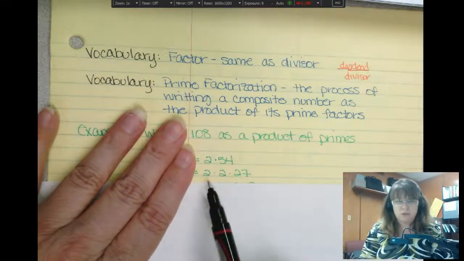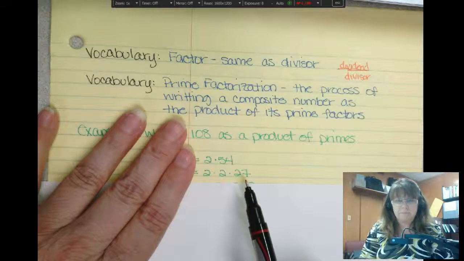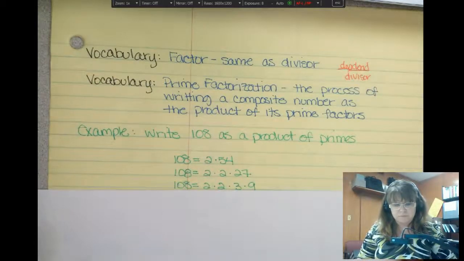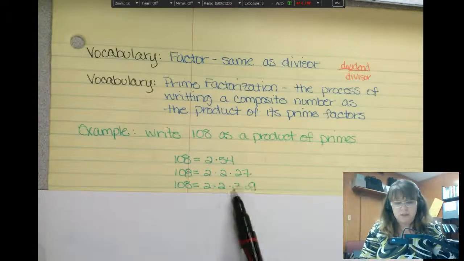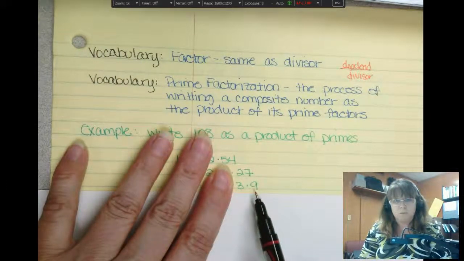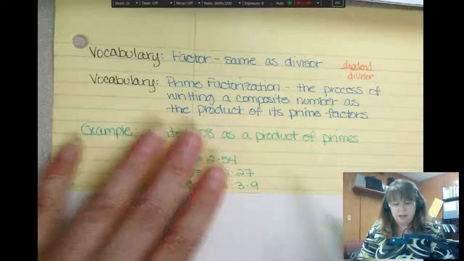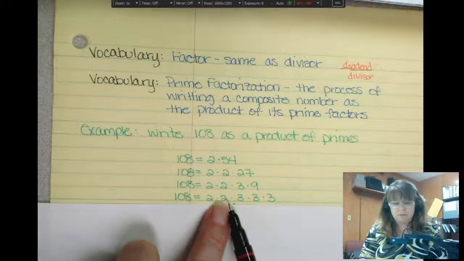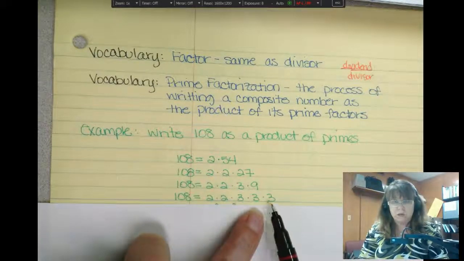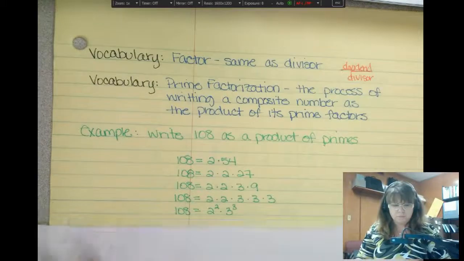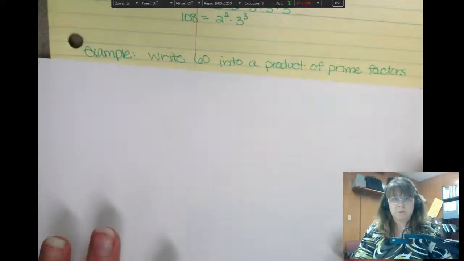So now I have 2 times 2 times 27. But 27 is not a prime number, so I can break down 27 even more. So it's 2 times 2 times 3 times 9, because 3 times 9 is 27. 3 is a prime number, but 9 is not, so I continue to break down the 9. So finally, 108 breaks down into 2 times 2 times 3 times 3 times 3, or 2 squared times 3 cubed. So let's do the same thing, and this time let's do it to the number 60.